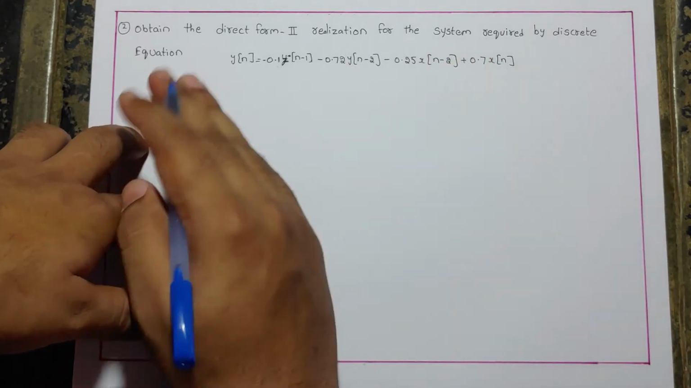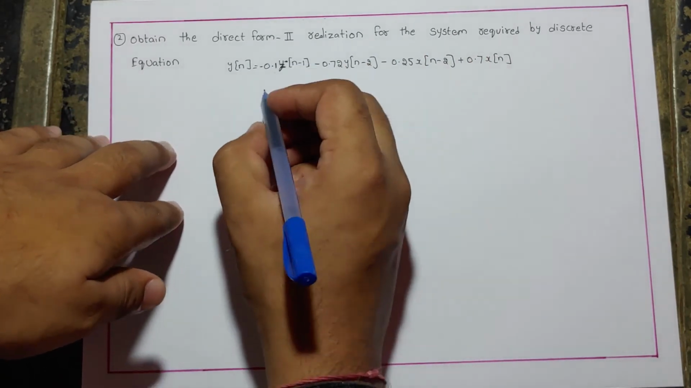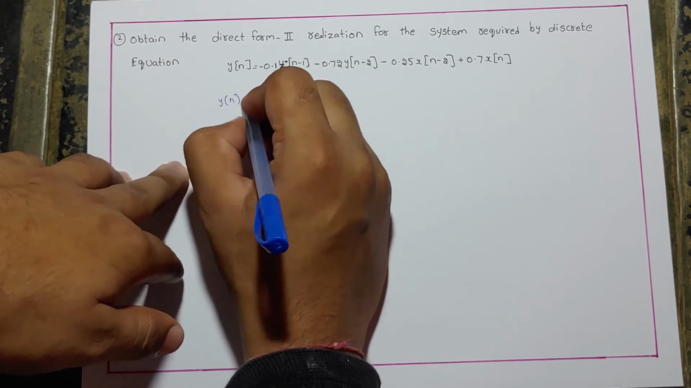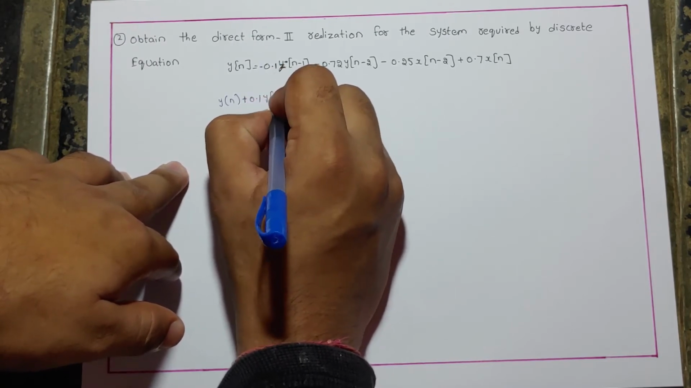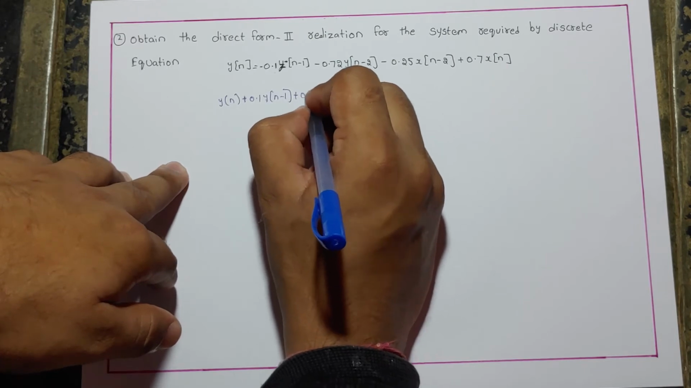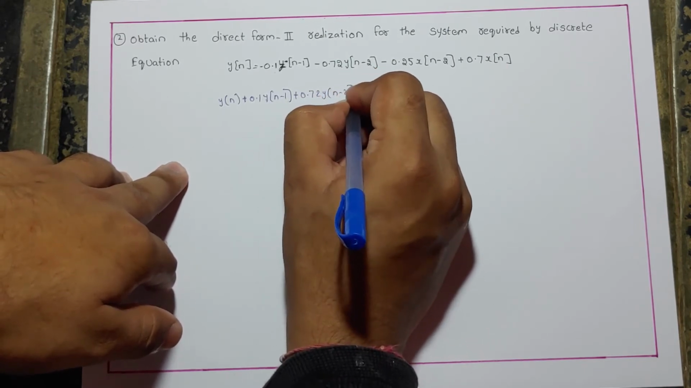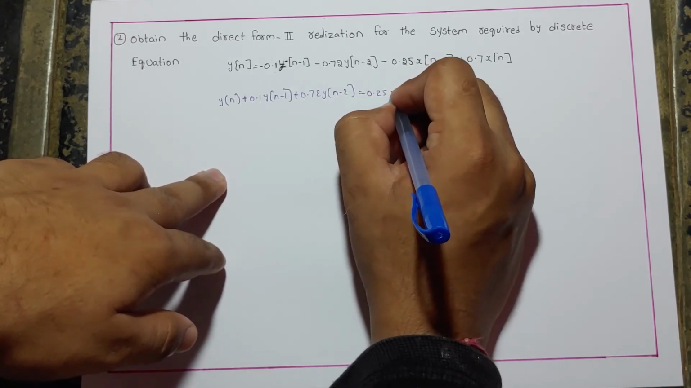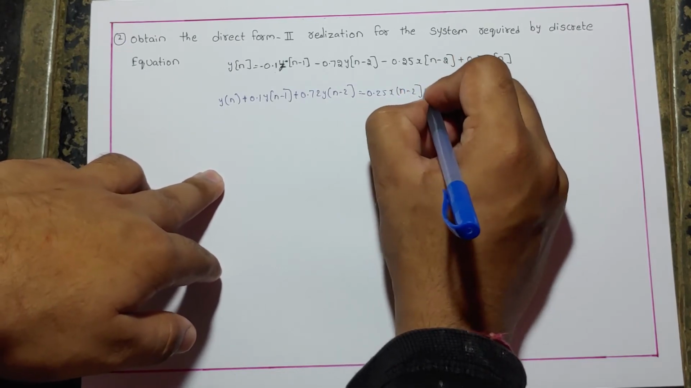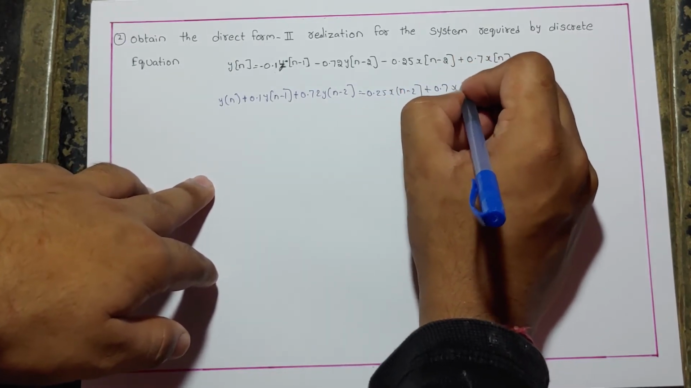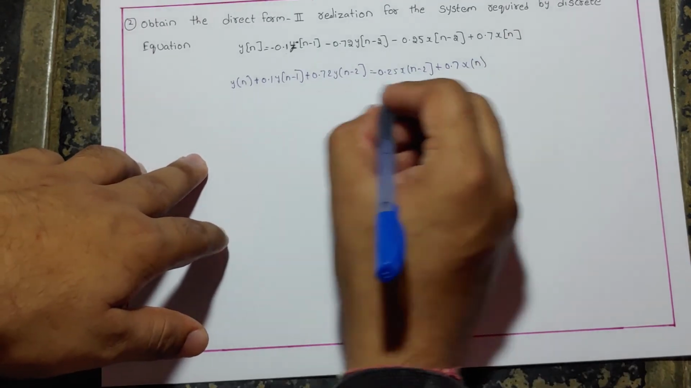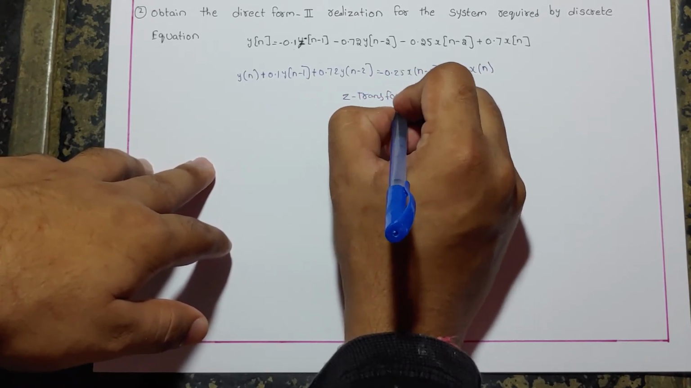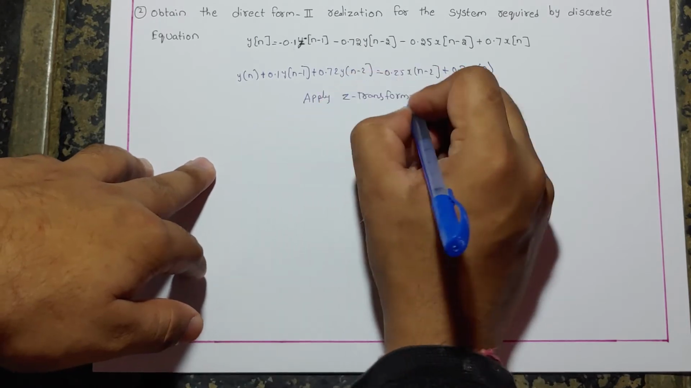And the first step is to sort the equation into like terms, that is y of n plus 0.1 times y of n minus 1 plus 0.72 times y of n minus 2 is equal to minus 0.25 times x of n minus 2 plus 0.7 times x of n. Now let us apply Z transform to take the common terms. Apply Z transform on both sides.